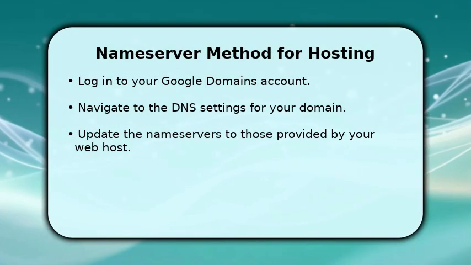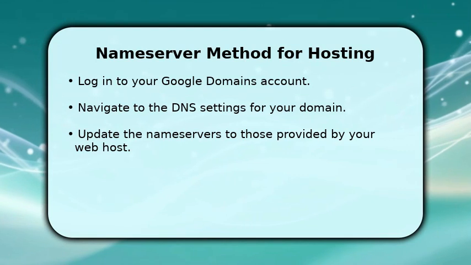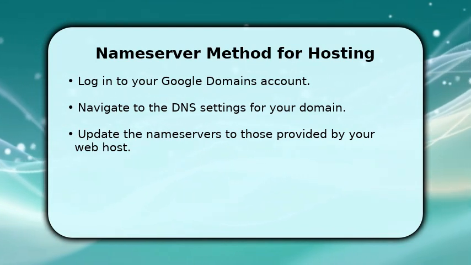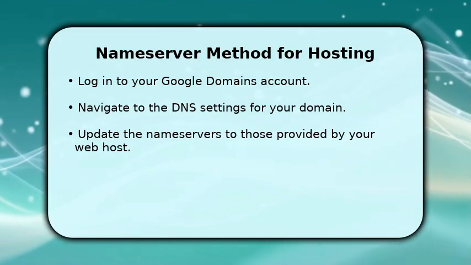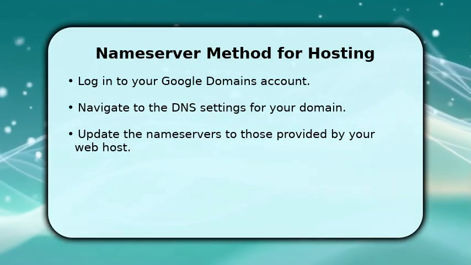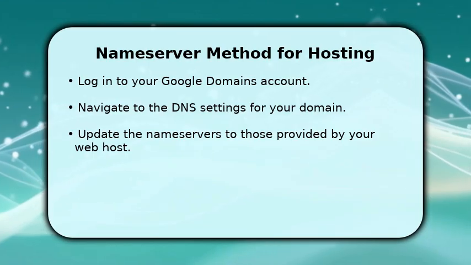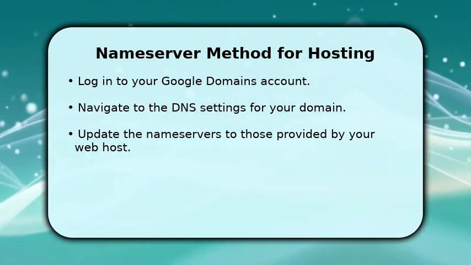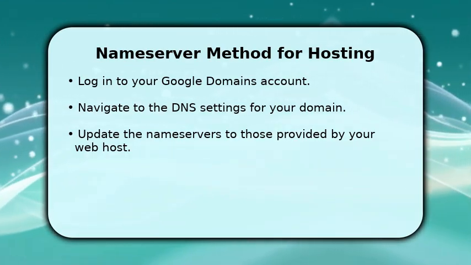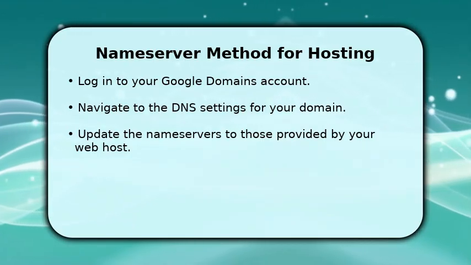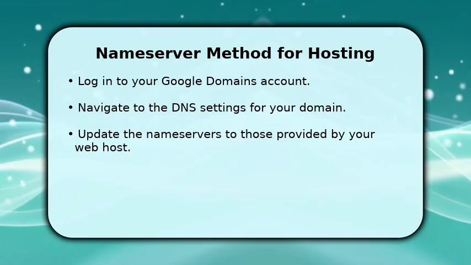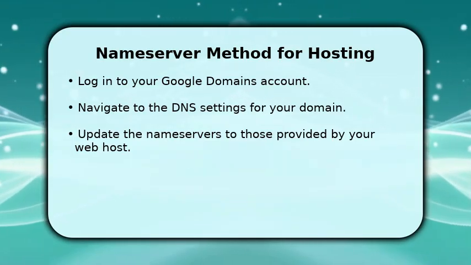The first method involves updating your domain's name servers. Begin by logging into your Google Domains account and selecting the domain you wish to connect. Find the DNS section and replace the default Google name servers with the ones given by your web hosting provider. Remember to save these changes. It can take up to 48 hours for these updates to fully propagate across the internet, so patience is key.